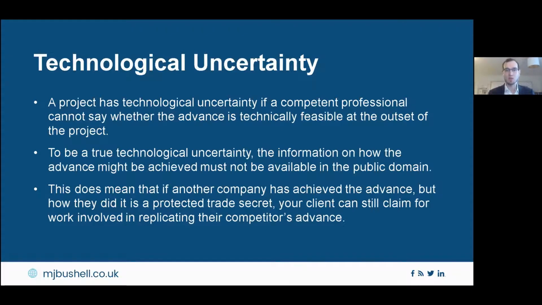Though, if you're aware that there's a competitor company that's achieved the advance that you're seeking to achieve, but they haven't made that advance public knowledge, maybe they've kept it as a protected trade secret, then you can still carry out the same research and development to try and achieve the same advance, and that would still be eligible for R&D.